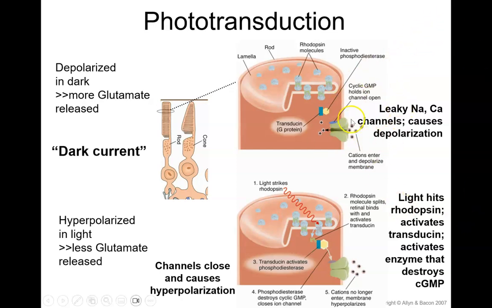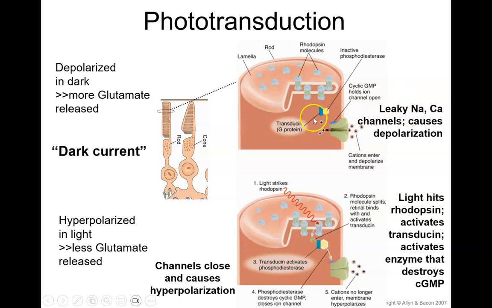So in the dark, cyclic GMP is going to hold these leaky channels open. And so the positive ions or cations, positively charged ions like sodium and calcium, are going to flow into the cell, as you see here, and they're going to create depolarization in the dark. Now, because calcium is involved here, calcium will cause vesicles to dock at the synapse and release neurotransmitters. In particular, the neurotransmitter that we are talking about here is glutamate.